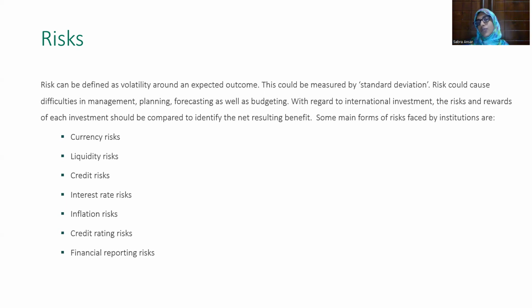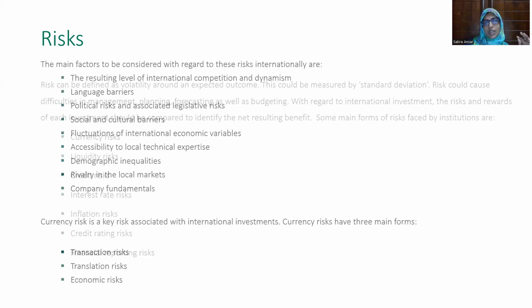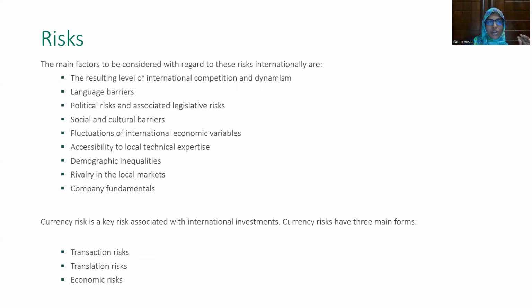The main forms of risk generally faced by institutions are currency risk, liquidity risk, credit risk, interest rate risk, inflation risk, credit rating risk, and financial reporting risk. So these are different kinds of risk that would be faced by organizations.